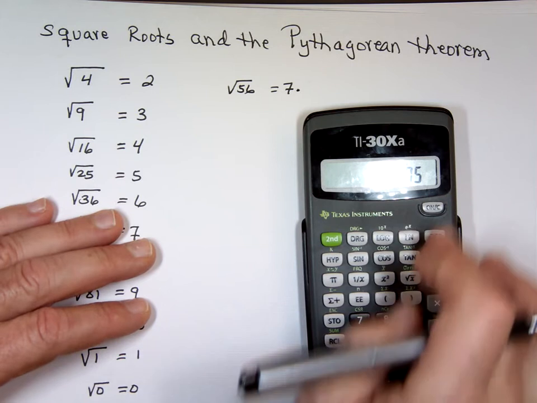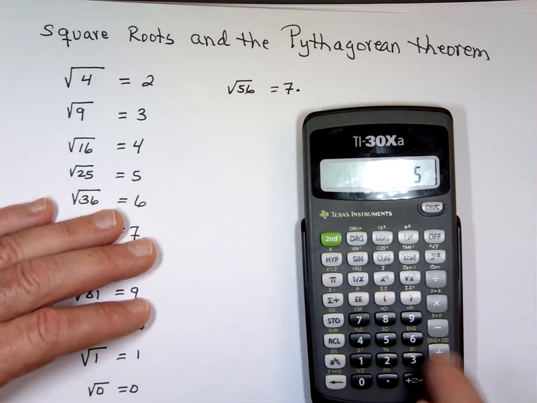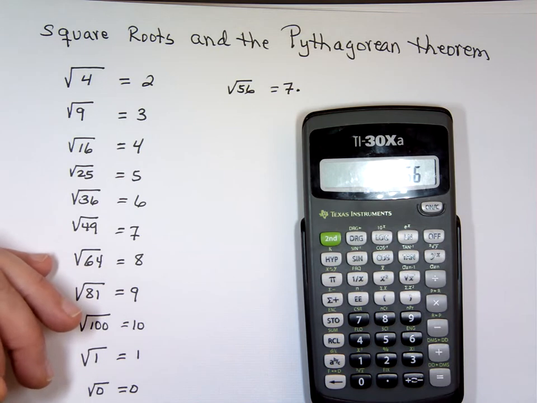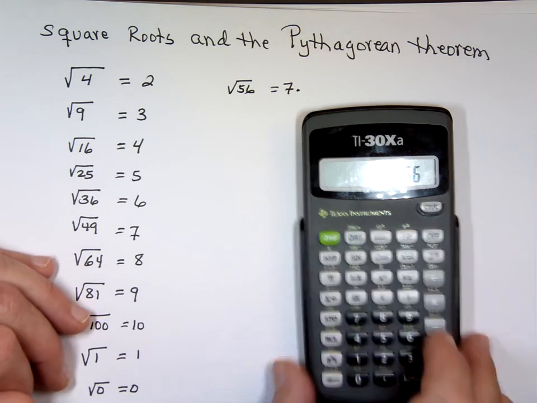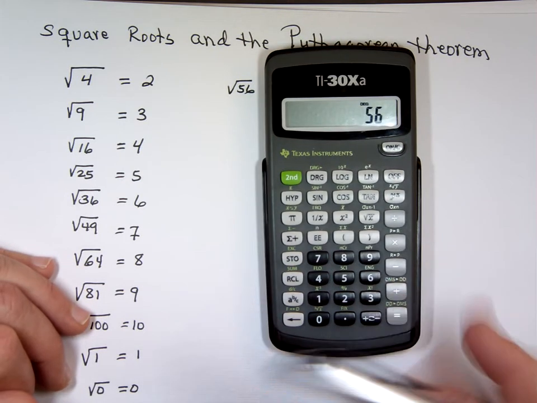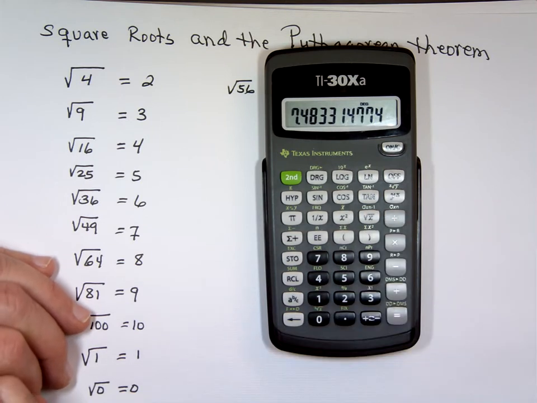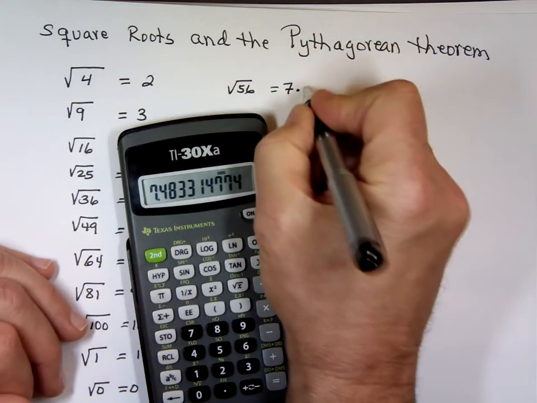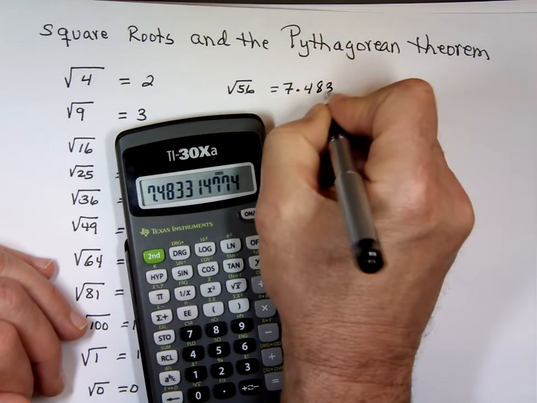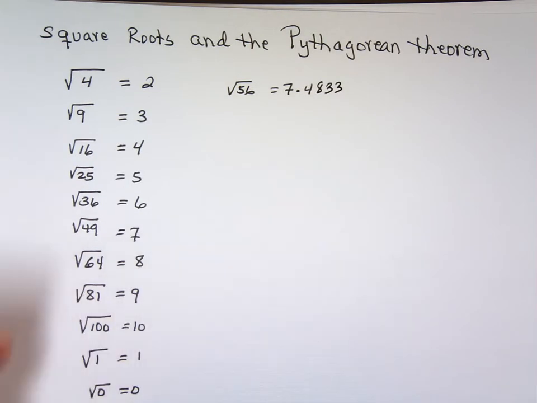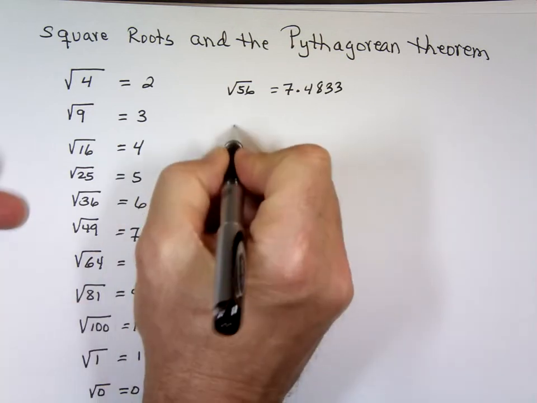But if I want to know the exact answer, then I need a calculator. I clear it, here we go. 56, and where's the square root? That little hook here, let me just find it. Right here, can you see it? There's a square root button right here on mine. And it says 7 point 4833 and some change. So if we give you a number that's not one of those nice numbers, then you have to use a calculator.